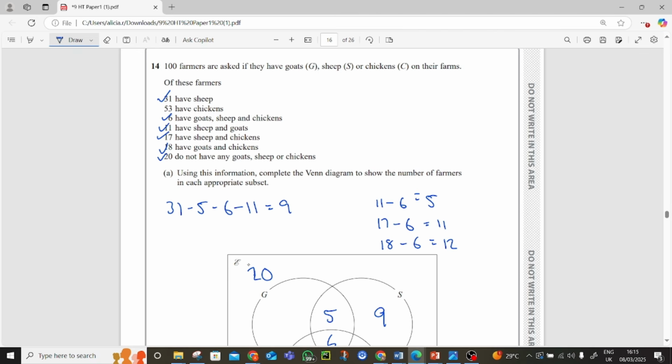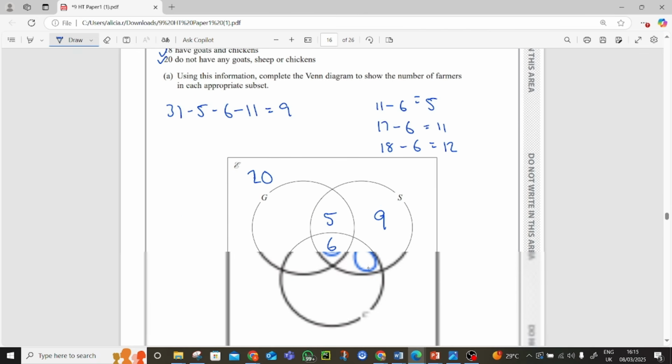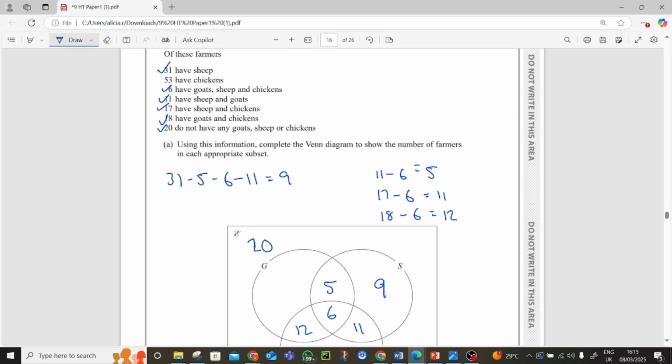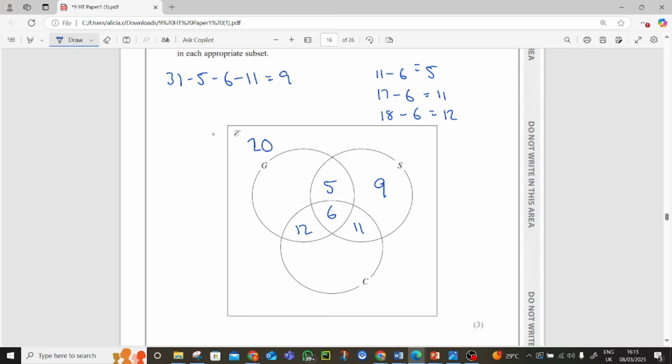And then we have 53 that have chickens. So this bubble here, the chickens bubble, needs to add, sorry, I forgot that already, 53. This bubble here needs to add to 53. So that's the 12, the 6, the 11, and whatever this is, which I want to work out. So I'm going to do 53 minus 12 minus 11 minus 6. And you are left with 24.